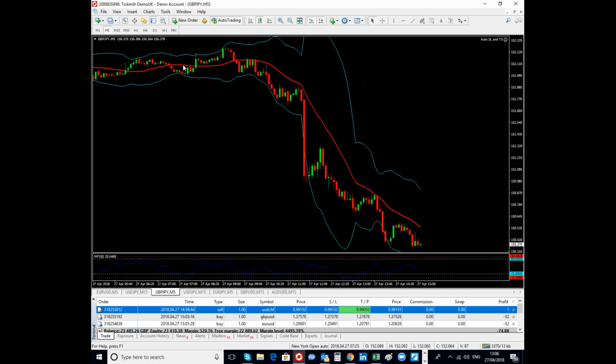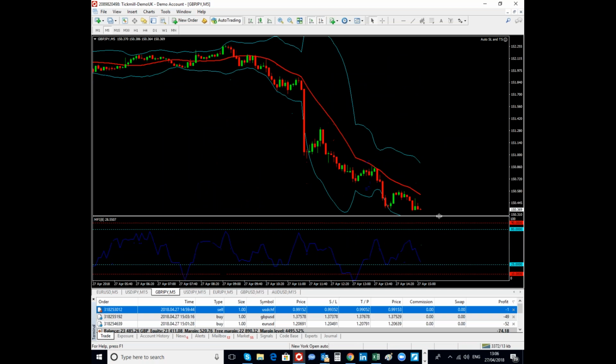Pound yen. Pound against the yen, right? So, do you see how it's coming down to test it? But it's not touching the outer band yet, so we're not that interested just yet.